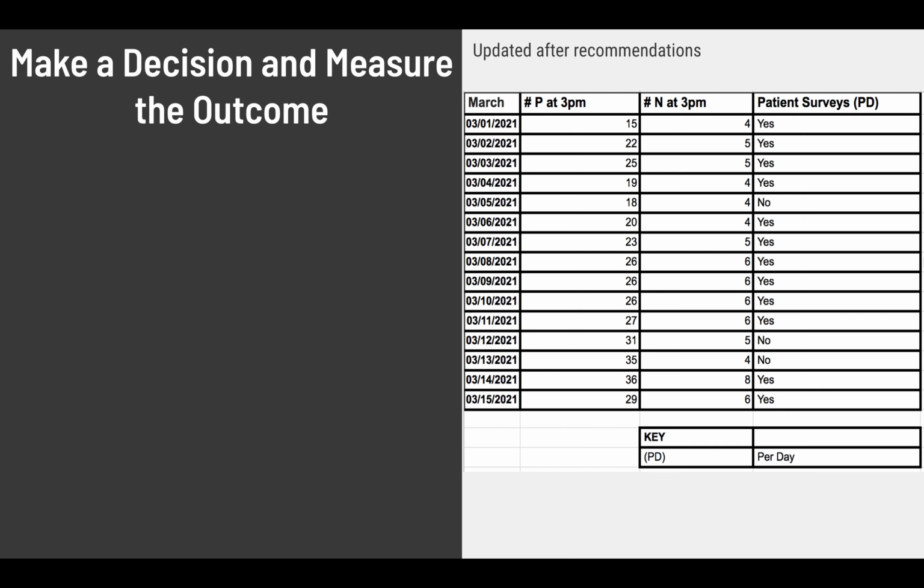If we take the example again of March 1st, 2021, we can see at 3 p.m. there were 15 patients. So there was a need for at least 4 nurses on staff at 3 p.m., which was successful. As we understand, 5 is their equilibrium per nurse. 4 times 5 is 20, which is well over enough, and that resulted in a positive survey where the patients felt cared for. That ran true for most of the month. The only days where we saw a no were the 5th, the 12th, and the 13th.